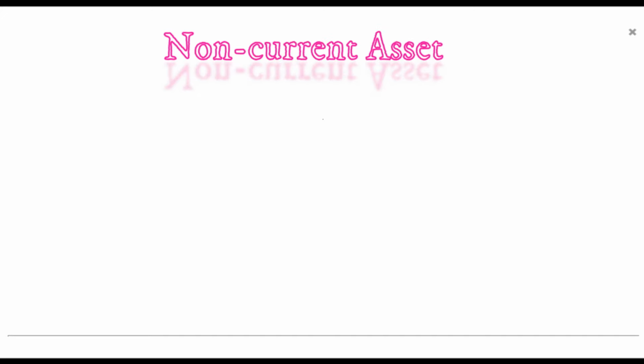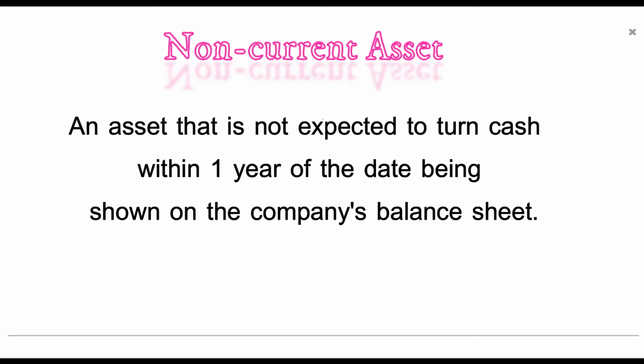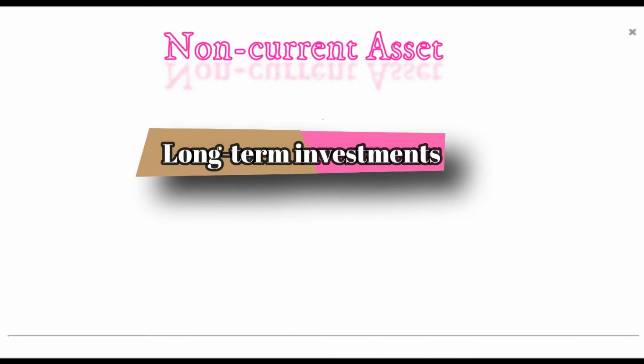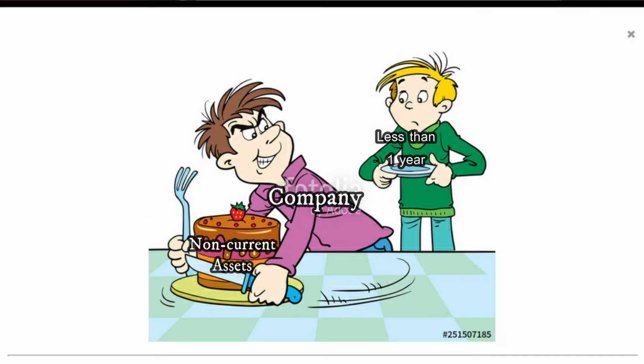A non-current asset is an asset that is not expected to turn into cash within 1 year of the date shown on the company's balance sheet, which is the Statement of Financial Position. Non-current assets are a company's long-term investments for which the full value will not be realized within the accounting year. So you value non-current assets as greater than 1 year of having them.